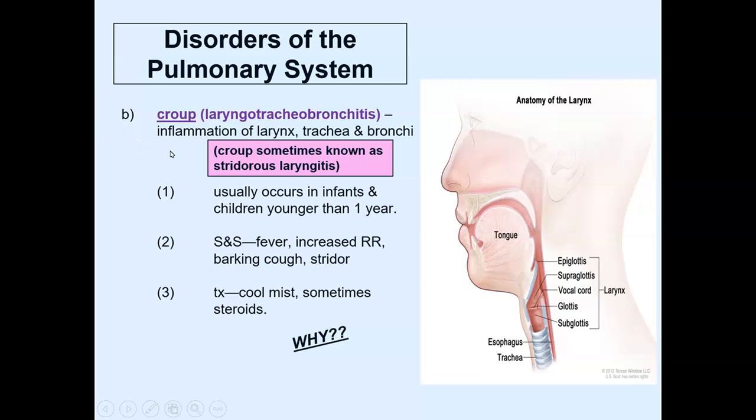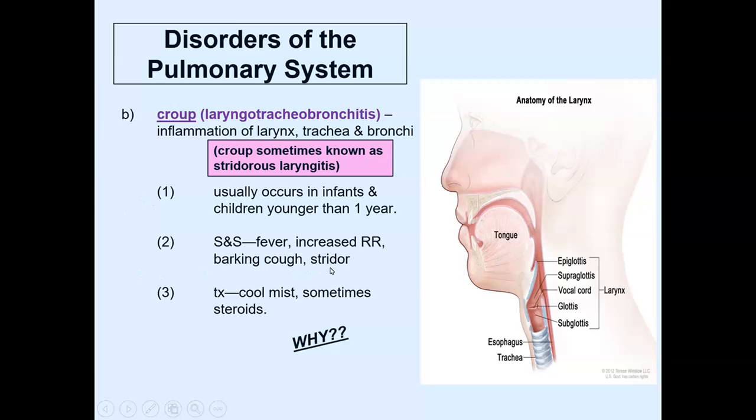And croup is defined as an inflammation of the larynx, trachea, and bronchi. Again, we're looking at upper airway issues where not enough air can be brought in. Now, croup occurs more frequently in infants and children younger than a year. And you can imagine how scary it might be for a child to go to sleep at night and then the parents hear that sound. It does create a panic in a parent, especially a parent not familiar with infectious disease processes.